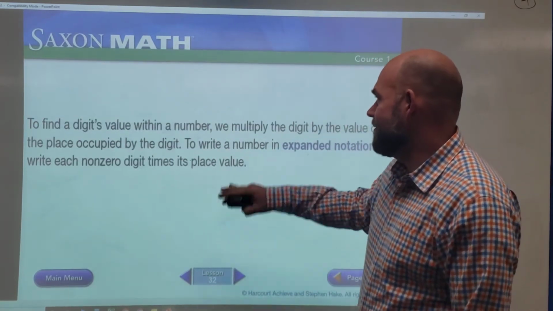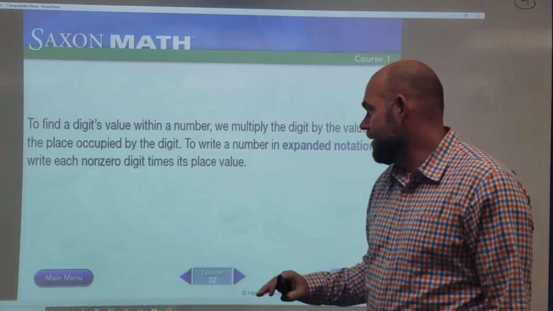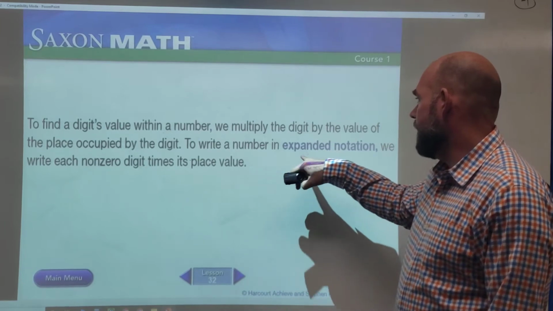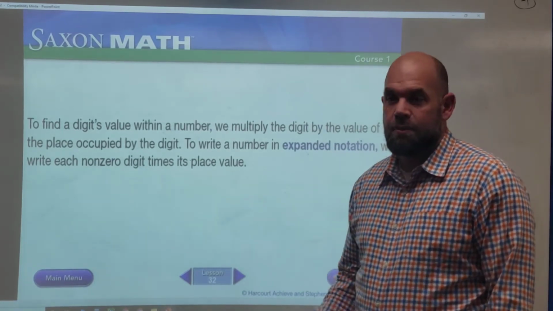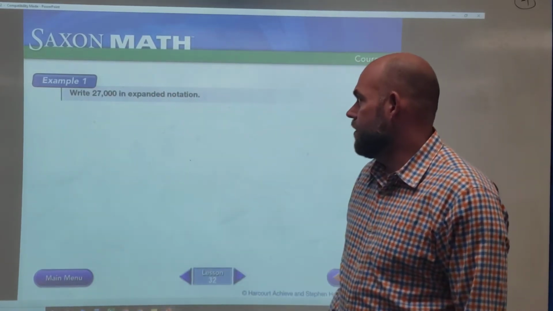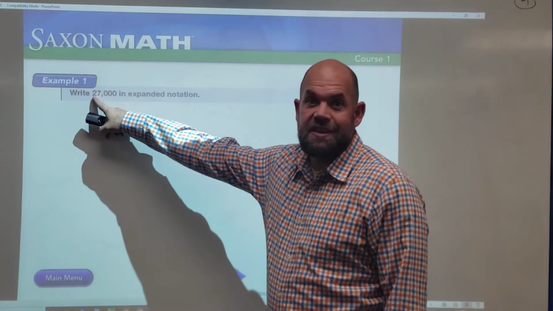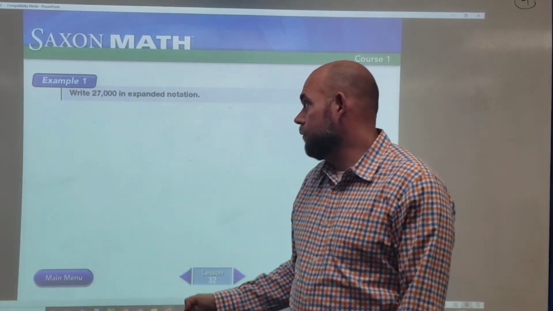So to find a digit's value within a number, we multiply the digit by the value of the place it occupies. To write a number in expanded notation, we write each non-zero digit times its place value. So here's how we do that. We take 27,000 in expanded notation. First we're looking at the 2. This is in the 10,000s column, so we can just do 2 times 10,000. That's what we'll do for the 2.